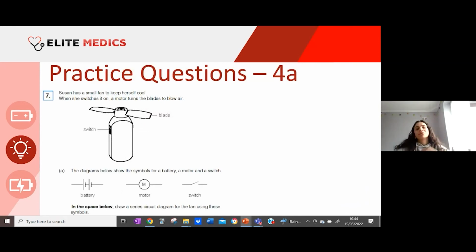I don't know why this question is here, but we'll go with it anyway. Susan has a small fan to keep herself cool, and when she switches it on, a motor turns the blade to blow air. So here are your symbols. It's given you them in this question, which is quite nice. In the space below, or wherever you've got space, draw a series circuit diagram for the fan using these symbols.